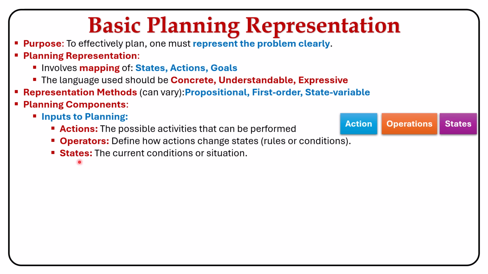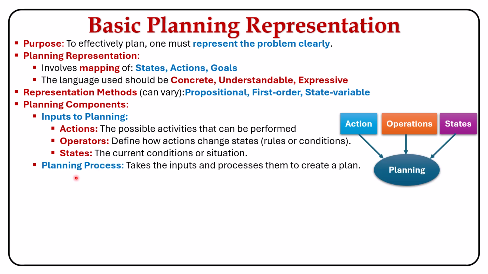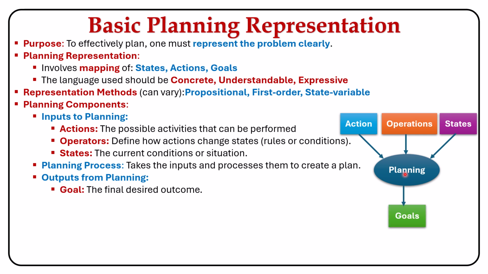Then, states. State represents the current condition or situations. The next comes planning process. It takes the input and processes them to create the plan. That is, planning takes the input from action, operations, and states, and then it creates the plan. The output from planning is goal. Goal is nothing but the final desired outcome.